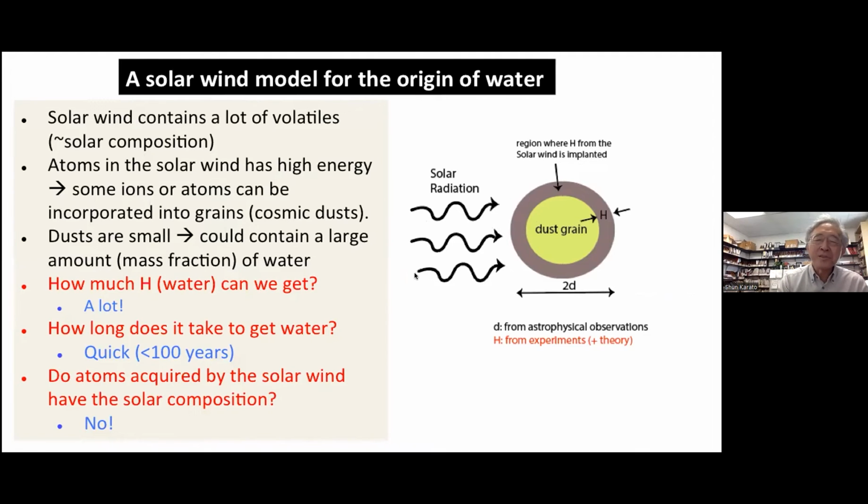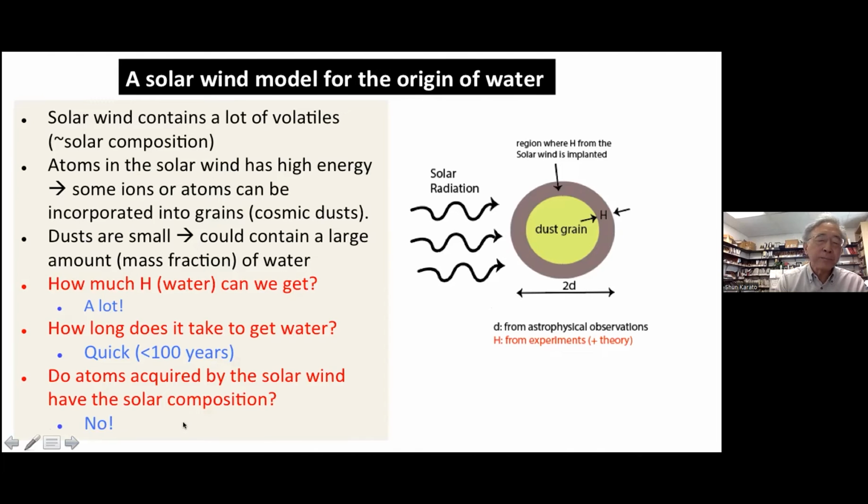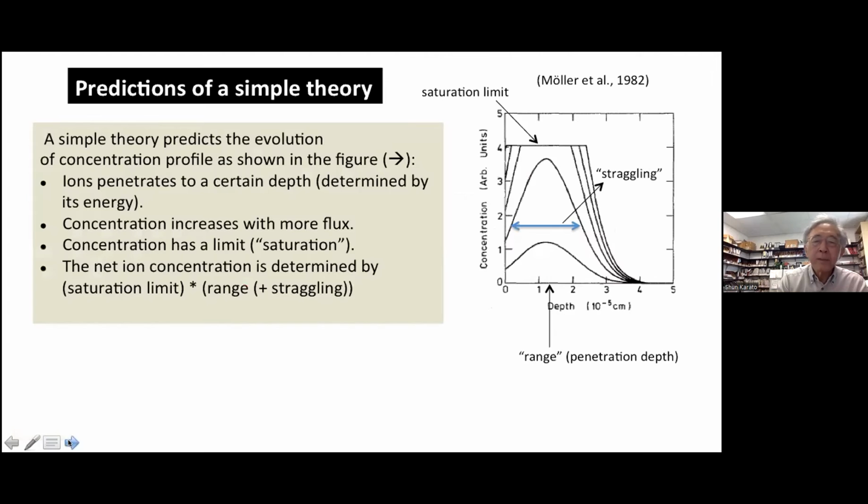So those are the questions. And the quick answer is, as I said earlier, yes, a lot of hydrogen. And very quick, in 100 years you can reach saturation, okay? So from this cartoon, you can see what to expect theoretically, what happens in the dust when solar wind radiation comes to the surface. This is what you expect.